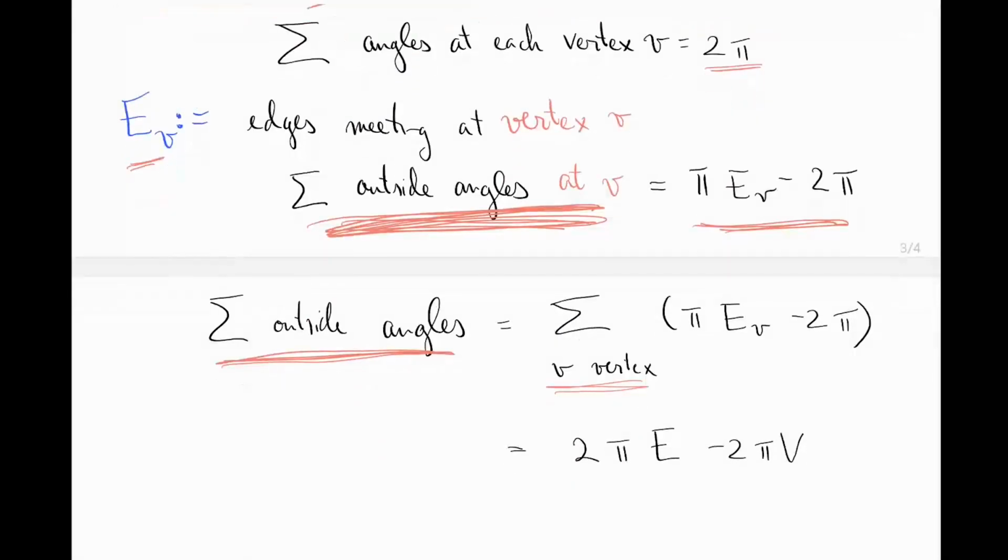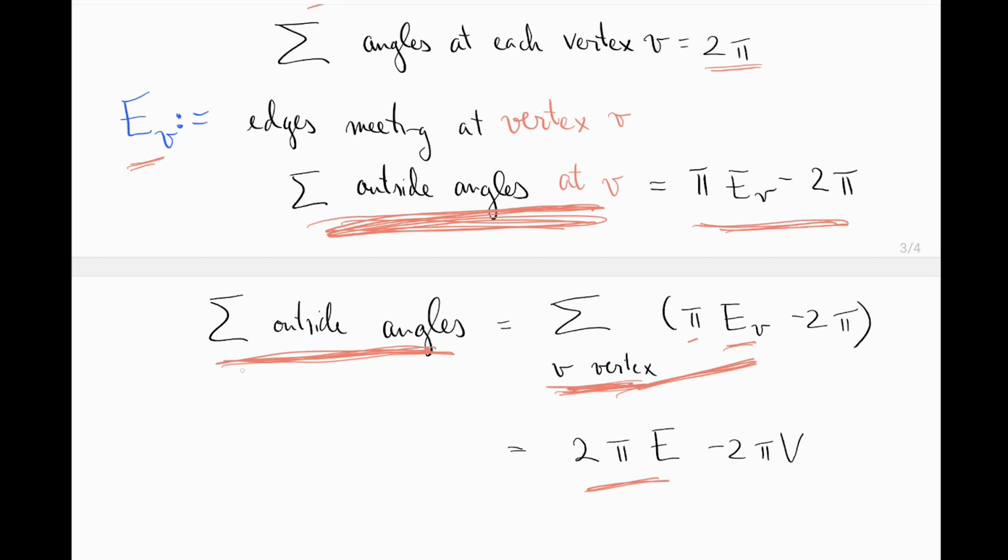So what's going on? EV is the number of edges meeting at a fixed vertex V. But every edge has 2 ends, so in this accounting every edge will show up twice. So this part of the sum will be twice the number of edges, and there's already a pi here, so I get 2 pi E. When I sum 2 pi across all vertices, I get negative 2 pi V.